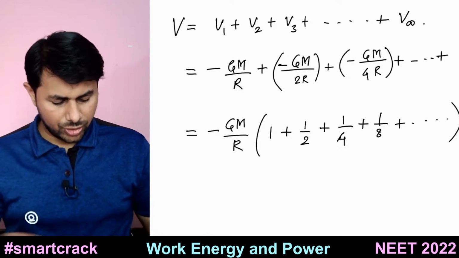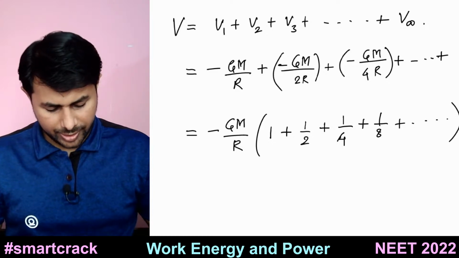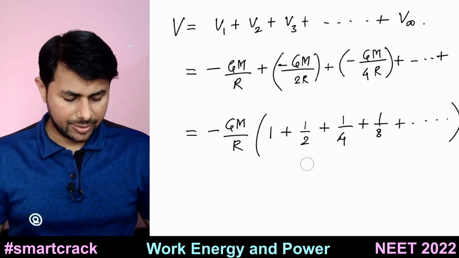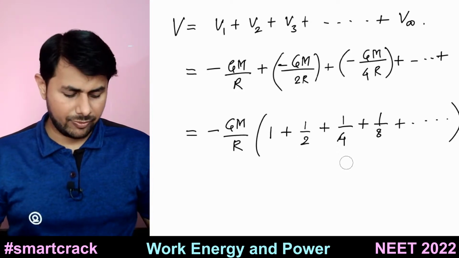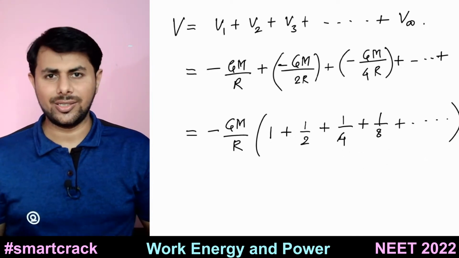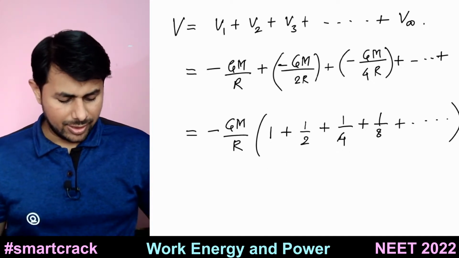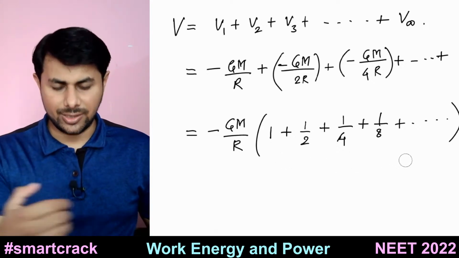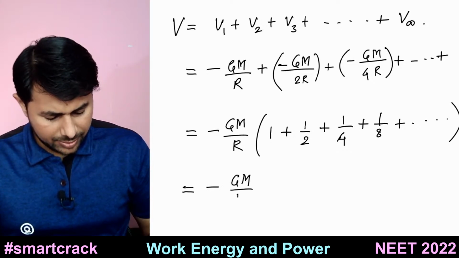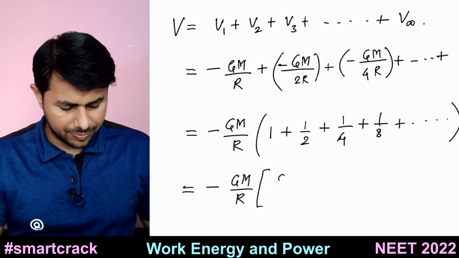So this is a geometric series, right? If we multiply the first term of this series with half, we get the next term. Then we multiply that term with half, we get the next term. So what is the ratio of this series? It is 1 by 2. Okay, because if we multiply by half, we get the next term from this series. So it is minus of Gm over R multiplied by, let's suppose A is the first term.